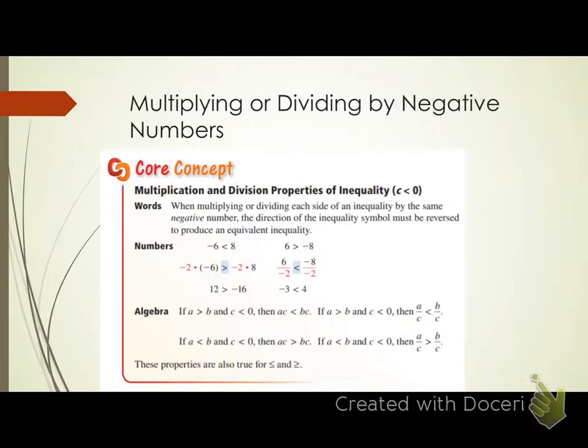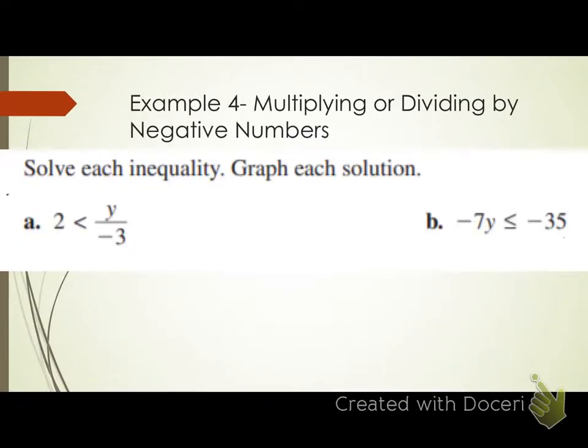Last example. Raise your hand if you can help me on letter A. 2 is less than y over negative 3. You multiply by negative 3 on both sides. What's negative 3 times 2? Negative 6.